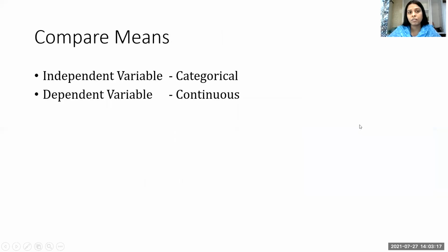Now, moving on to the topic of compare means. When is compare means done? Compare means analysis is performed when your independent variable is categorical in nature, that is either nominal or ordinal, and your dependent variable is continuous in nature, which means it is either ratio or scale data. So when your independent variable is categorical and the dependent variable is continuous, only then do we go ahead and use compare means.